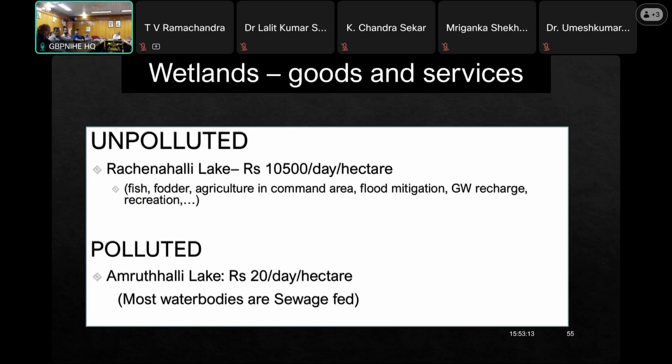These are some of the studies which I had done earlier. If the lake is not polluted, people get goods worth 10,500 rupees per day per hectare, which include fish, food, water, etc. Whereas if it is polluted, it is 20 rupees per day per hectare.